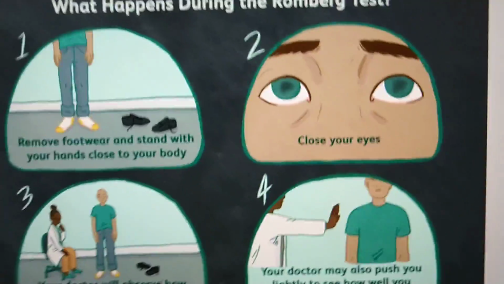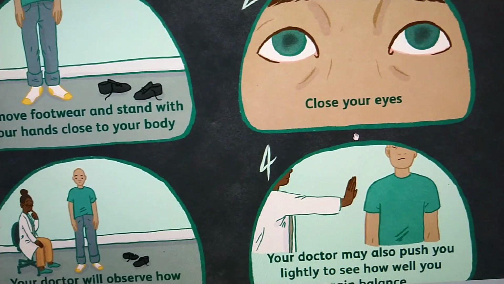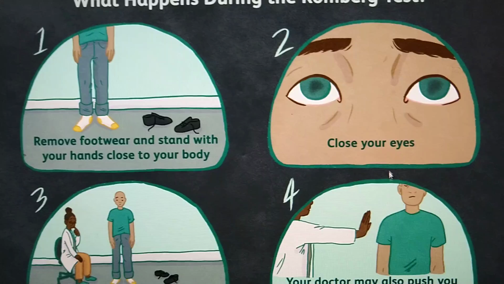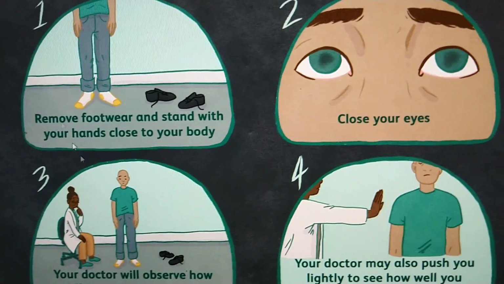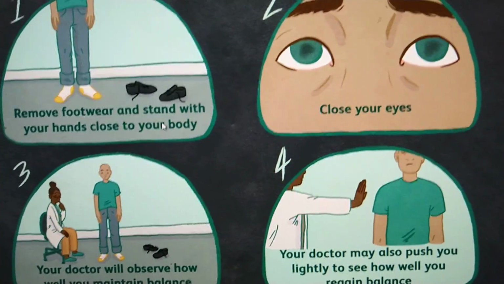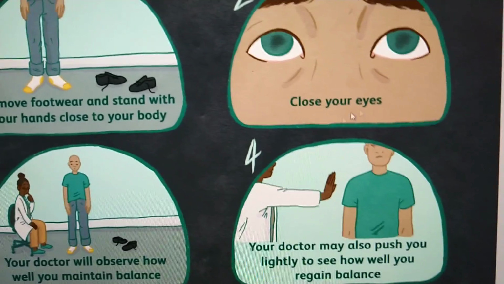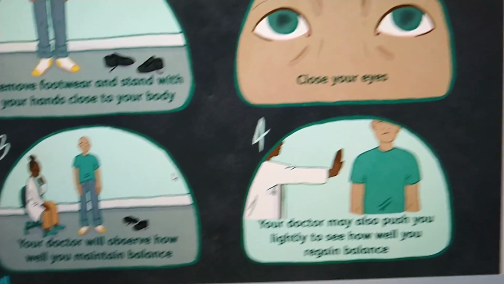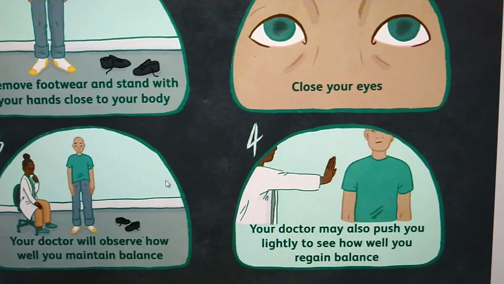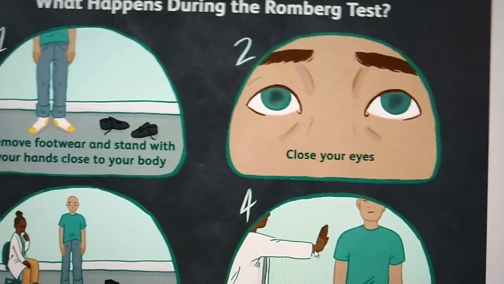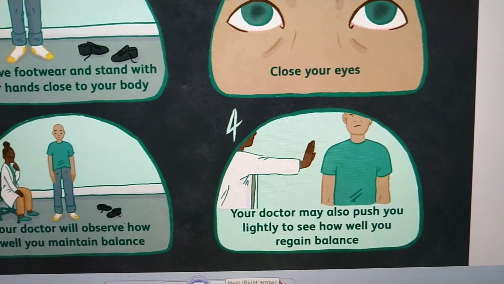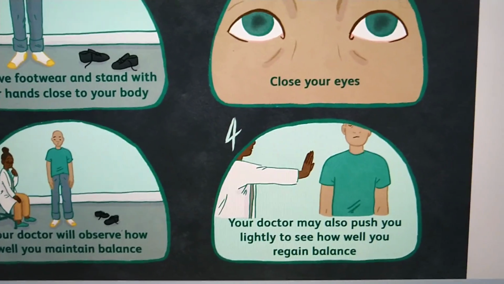Now, how will you test proprioception? Ask the patient to stand with the hands close to body and close the eyes, and see how well the body balance is maintained. That is how you test the proprioception. That test is called the Romberg test. So Romberg test is the test for the proprioception.